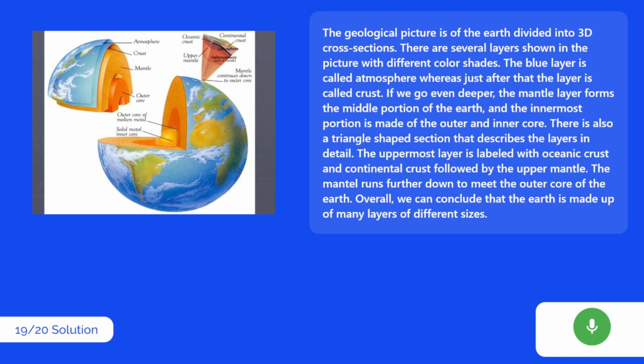There is also a triangle-shaped section that describes the layers in detail. The uppermost layer is labeled with oceanic crust and continental crust, followed by the upper mantle. The mantle runs further down to meet the outer core of the Earth. Overall, we can conclude that the Earth is made up of many layers of different sizes.